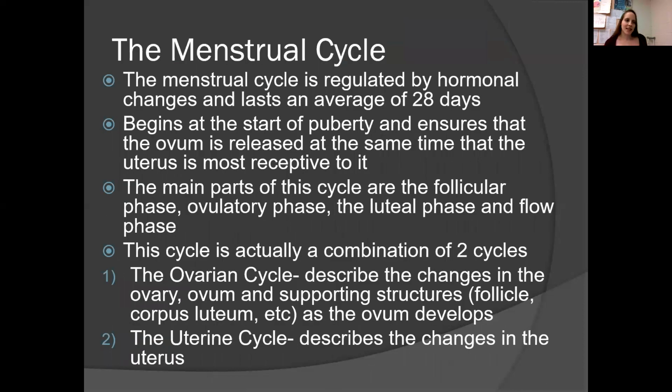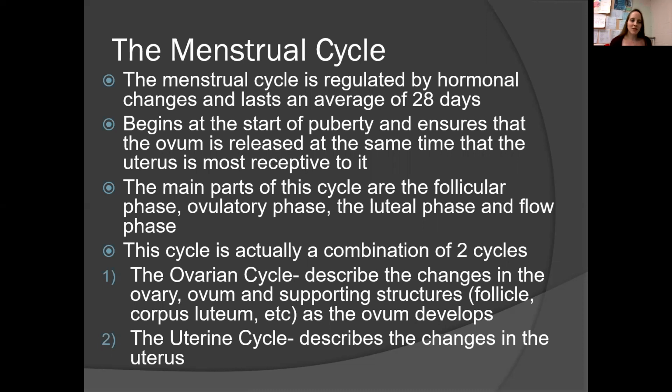So the menstrual cycle is about 28 days. It does vary from woman to woman, but it averages about 28 days. It starts at the start of puberty and goes until menopause. And it just ensures that the egg or the ovum is released into the fallopian tube and then the uterus at a time when the uterus is ready for it, when it has a nice thick endometrium, for instance. So the main parts of the menstrual cycle are the follicular phase, the ovulatory phase, the luteal phase, and the flow phase. And we'll be talking about each of those in depth in this lesson.